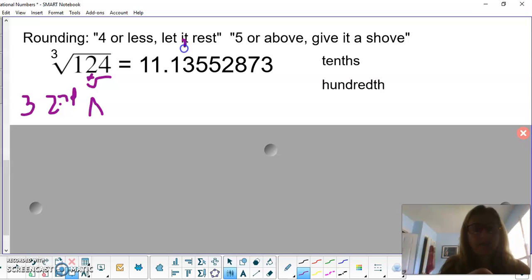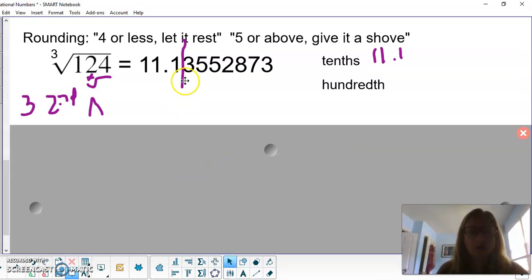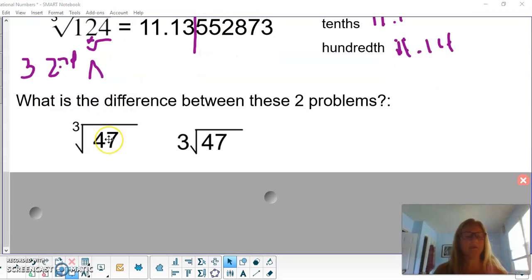Now, if I round to the 10th, one decimal place, here would be the 10th, and then I look at the number behind it. Remember, 4 or less, let this number rest. So the 10th would be 11.1. Now, let's move to the 100th. That's 2 decimal places: 2 zeros in 100, 2 numbers after the decimal. Now this is 5 or above, which means give that a shove. So the 100th would be 11.14.